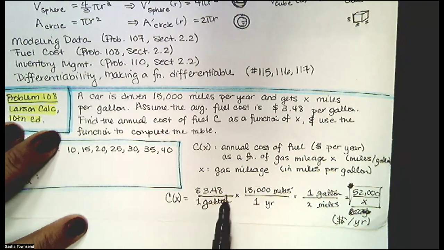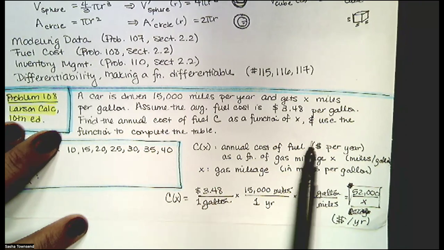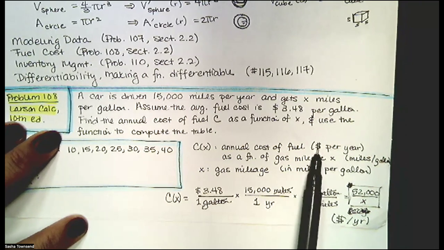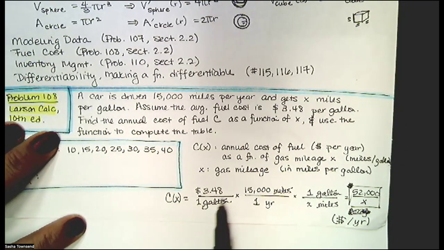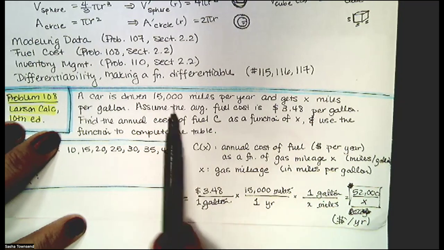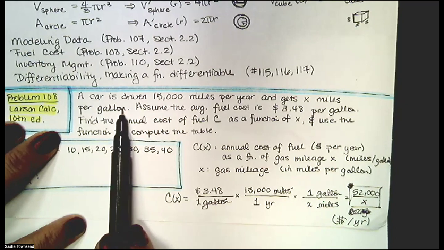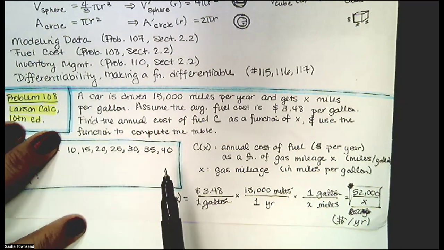I say, okay, I've got 3.48. Those are dollars, and I've got years in the denominator. And that's what I want for my annual fuel cost. I want some number of dollars per year. But I've got this number of miles in the numerator and gallons in the denominator. And I want to bring X in somehow. Remember, X is the number of miles per gallon our car gets on average.